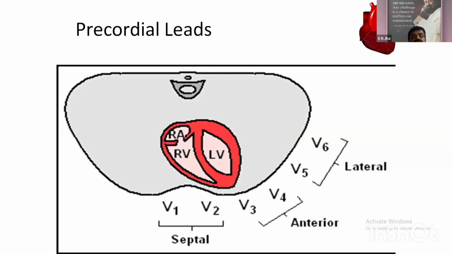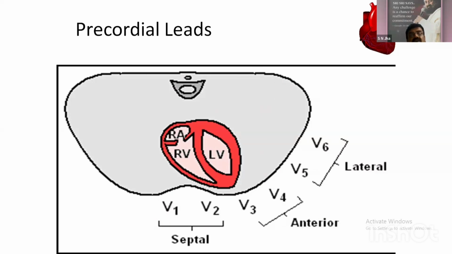That's how we need not mug up this thing, but we need to know that if there are changes in V1 to V4, we call it anteroseptal wall changes. Why do we call it anteroseptal wall? Because this looks at the anteroseptal wall of the heart. And if we find changes in V5, V6, it looks at the lateral wall of the heart.